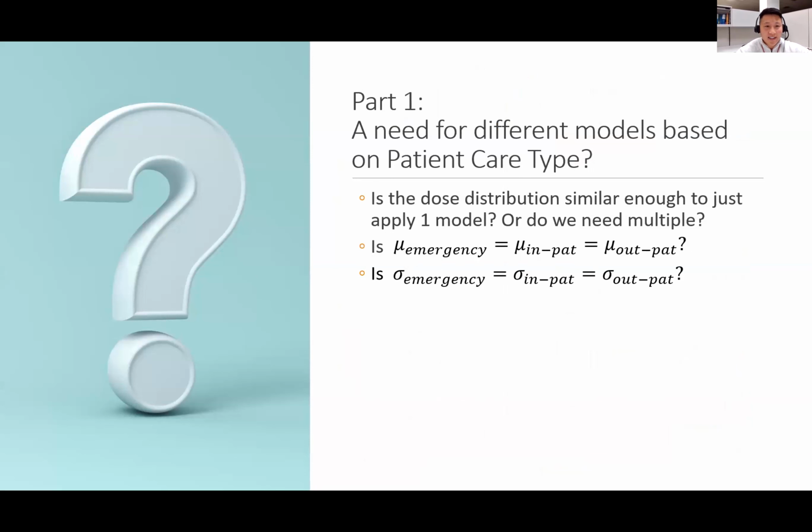So based on the information here, I had my first question: do we need a different model based on patient care type? Is the dose distribution between these emergency patients, inpatients, and outpatients similar enough for one model to apply, or do we need multiple ones? More specifically, we're looking at the mean of the distribution as well as the variance.